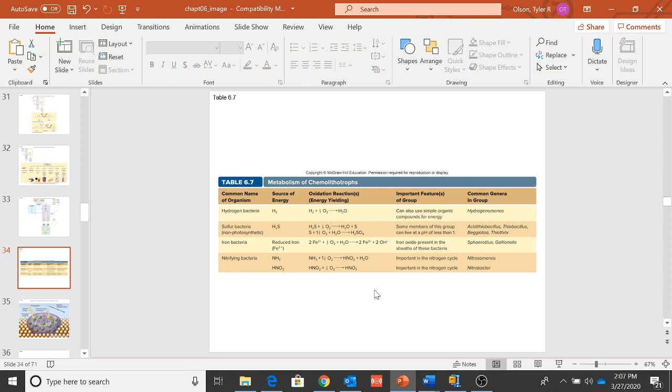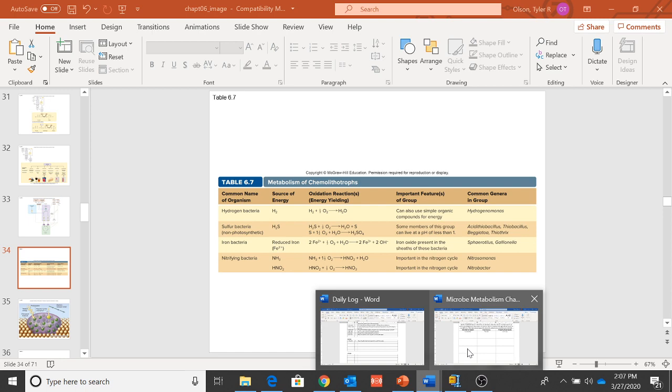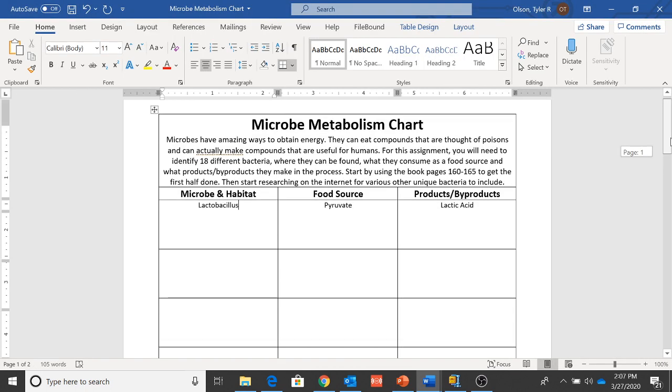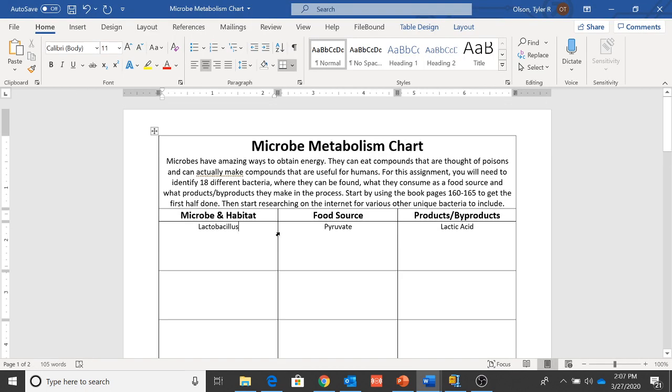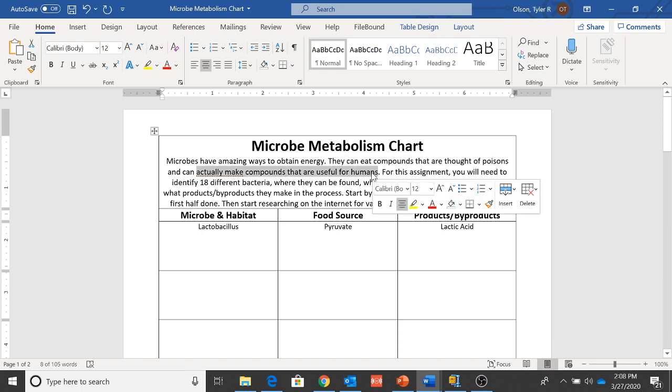What is the point of this assignment? Really the point is I want you guys having an understanding that there are all kinds of amazing microbes out there, and they can obtain energy in such a wide variety of ways. Okay, they can eat compounds that are thought of as poisonous, and can actually make things that are useful. Right, you're seeing some of that stuff.